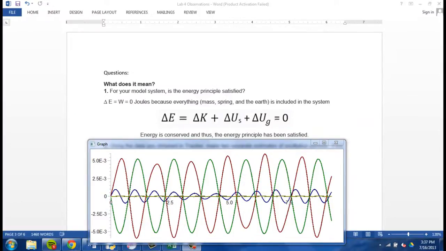Now let's answer the questions. Question 1. The work done by the surroundings is equal to the change in energy, but because there is nothing in the surroundings with the Earth, spring, and mass being the system, then the work, by extension the change in energy, should be 0. There is no outside work done on the system, so W equals delta E. Delta E on the graph shown here is 0, which does make sense.